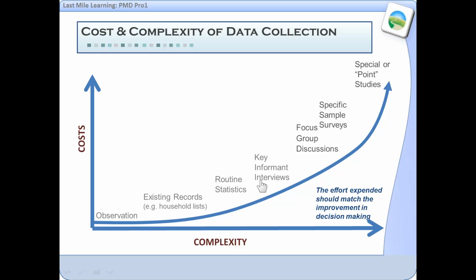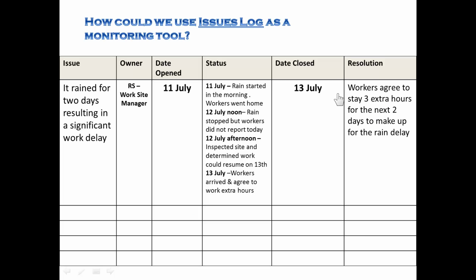Routine statistics, getting more complicated would be key informant interviews, which would be selecting people and trying to get some qualitative information from them. Focus group discussions would be groups of several people. Sample surveys or household surveys are much more complicated. That's actually going door to door using random sampling techniques. And then special or point studies often have a control group that does not get the intervention so that you can measure progress on the intervention group. So just know that information.